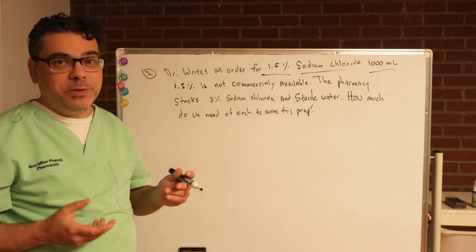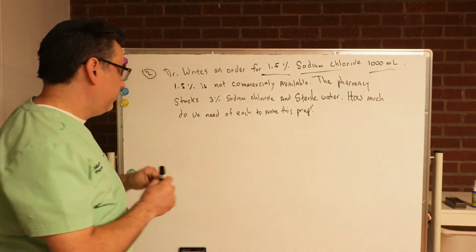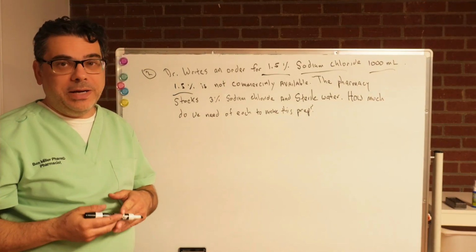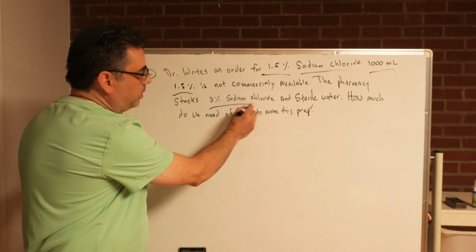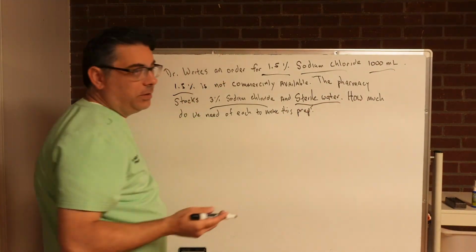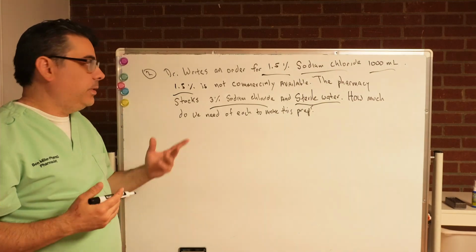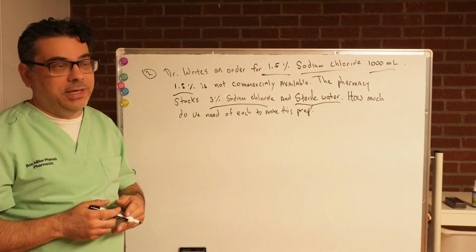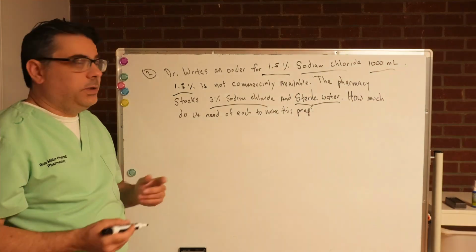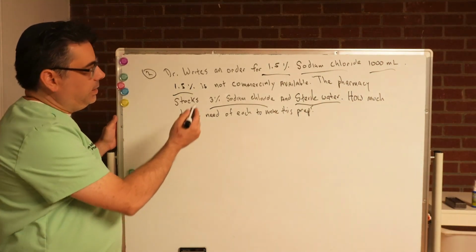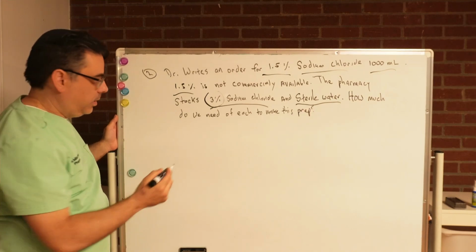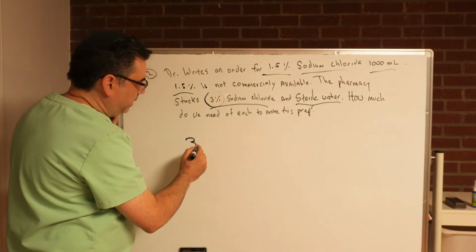Okay, back to the problem. We want 1.5% sodium chloride. In the pharmacy, we stock 3% sodium chloride, which we buy from the company. It's hypertonic. And we have sterile water for injection, which will dilute the 3% to give us the 1.5%. The question is, how much do we have to use? Again, we're going to do alligation. The higher number goes on top, so the 3% goes on top.